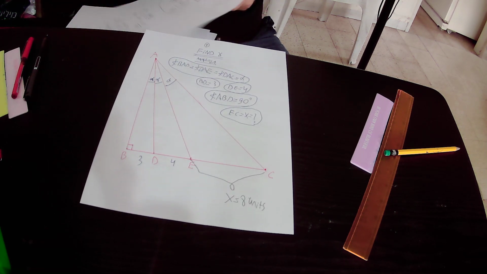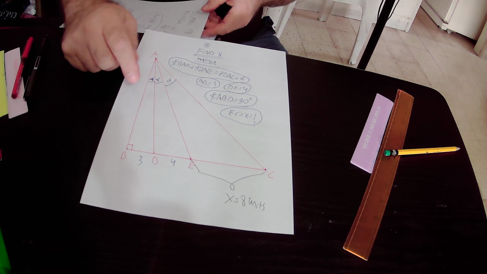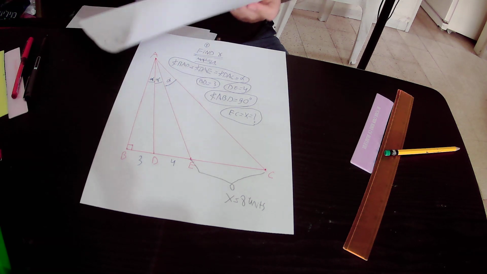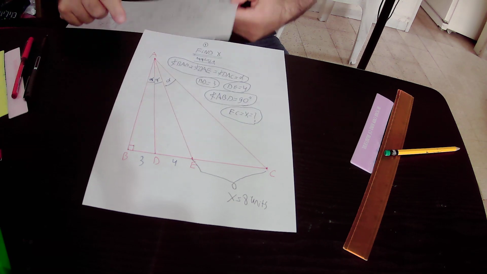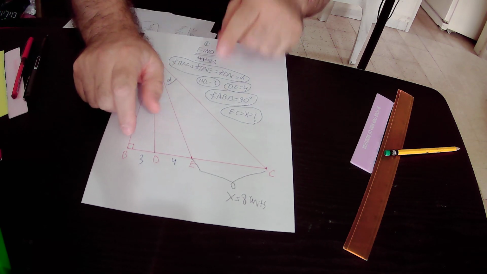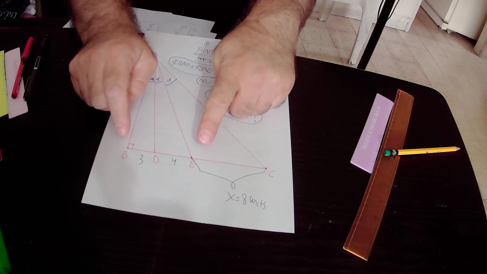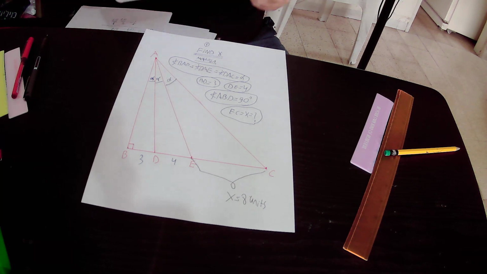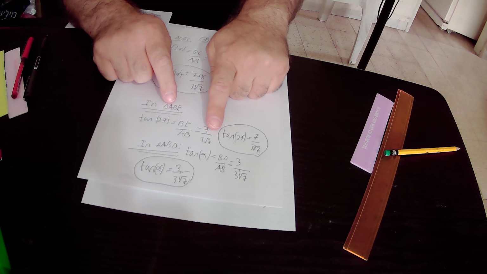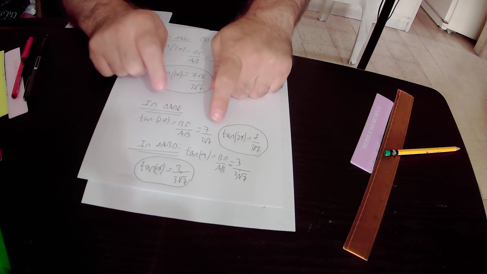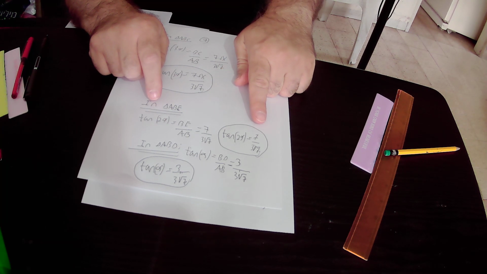Then we focused on the right triangle ABE. In the right triangle ABE, tangent 2 alpha equals BE over AB. And what is the value of BE? BE equals 3 plus 4, that is to say, 7, and we already found that AB equals 3 times root 7. So in total, tangent 2 alpha equals 7 over 3 times root 7.